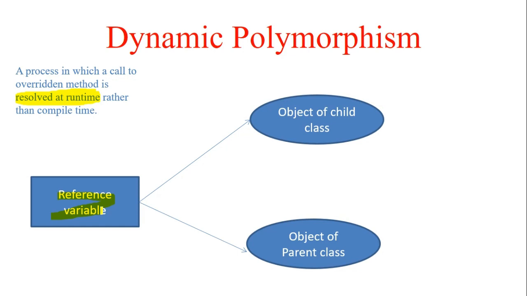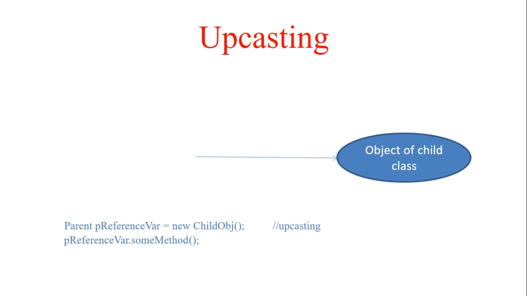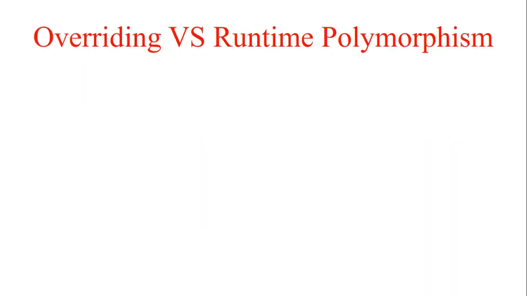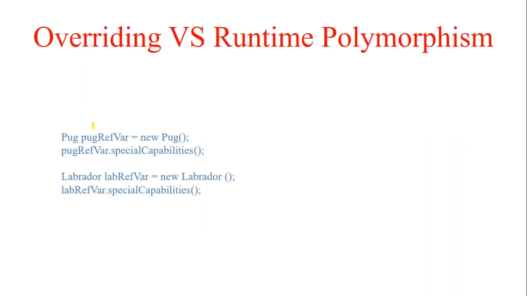While overriding is, you are just calling a method with the same reference. I'll show you in the next video. See this: you have a Pug reference and you create an object of Pug only, and then with that same reference you are calling the specialCapability method, right? So this is nothing but overriding, right? Just a second, I'll show you.